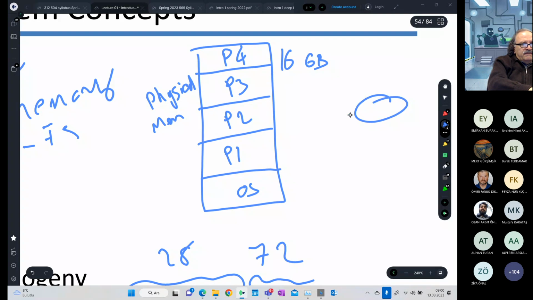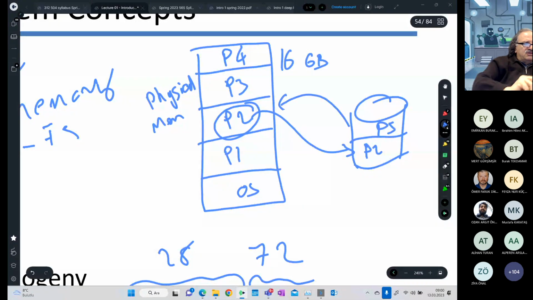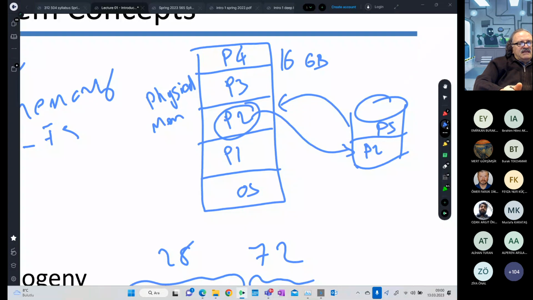This is my disk. I show my disk this way. I need to, for example, take this P2 and write it to disk. P2 is on the disk now. And I need to load P5 from this to this location. Okay, but as we have seen, writing stuff to the disk and reading it back takes millions of times more time than switching. So it is more expensive than the context switching.